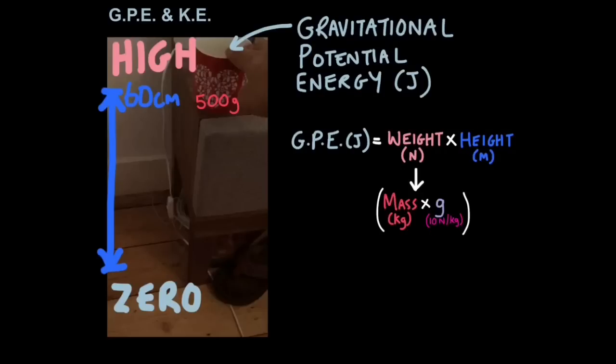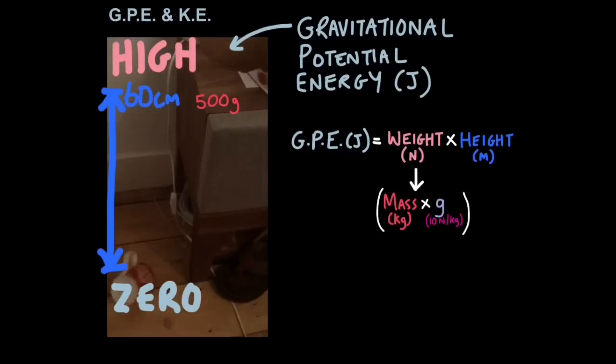So in this example, we've got our mug, which is 500 grams. That's its mass. But remember, mass has to be in kilograms, so 500 grams is 0.5 kilograms. We know G is 10. And the height our mug falls is going to be 60 centimeters.